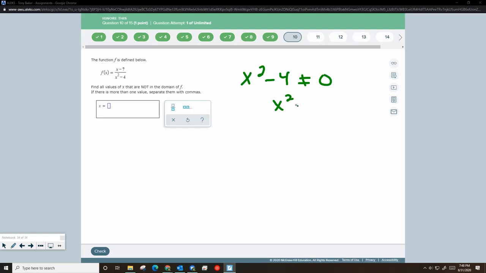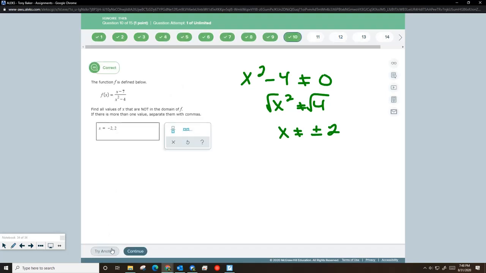So I have x squared cannot equal 4, and I take the square root of both sides. So x cannot equal plus or minus 2. Remember, when you're taking the square root of something, a positive and a negative version both work. So in this case, I have 2 answers: negative 2 and positive 2. And there's no plus or minus key, so you do have to type them both in.